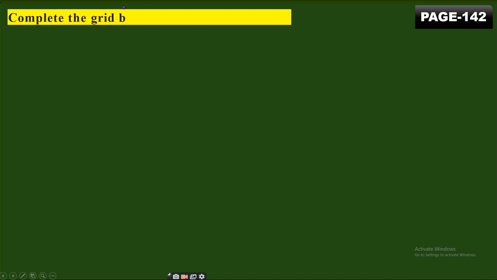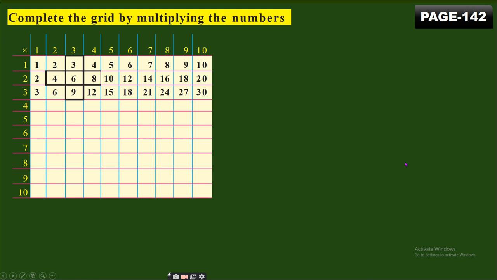Next, 142. Complete the grid by multiplying the numbers. Okay, we have to complete this grid by multiplying the numbers. यहाँ पे number को multiply करके हमें grid को खत्म करना है.